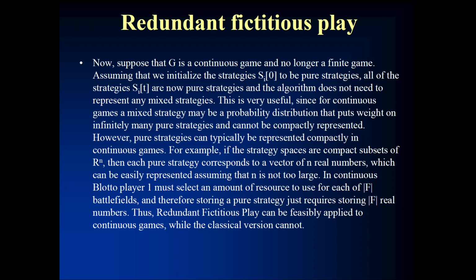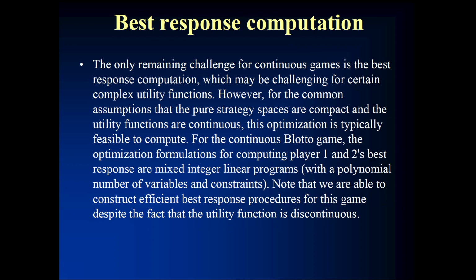And so here, where the pure strategies are subsets of Rn, for example, here each player selects a certain amount of resource for each of the F battlefields, a pure strategy is just storing F real numbers. And so this redundant fictitious play can be applied to continuous games, while the classic version, which operates on the mixed strategies, can't. So now we have this algorithm, we need to figure out how we compute the best response, which may be challenging.